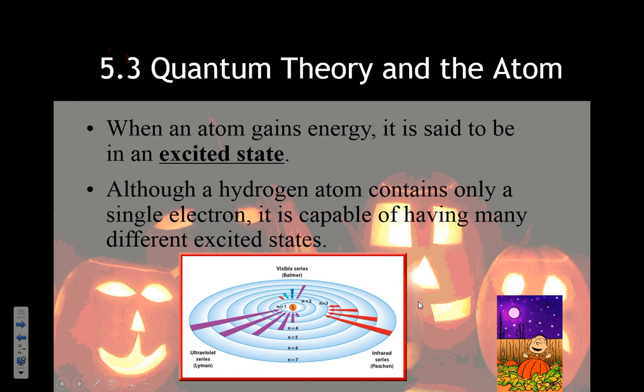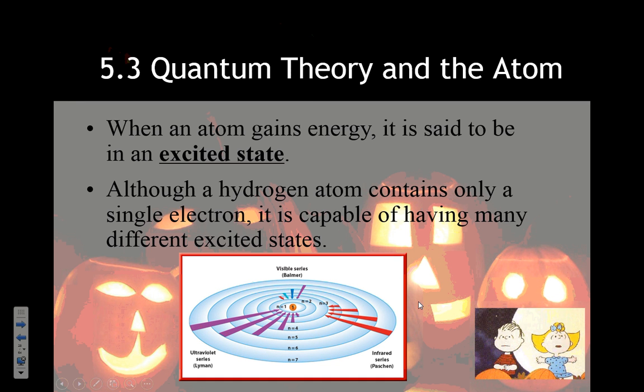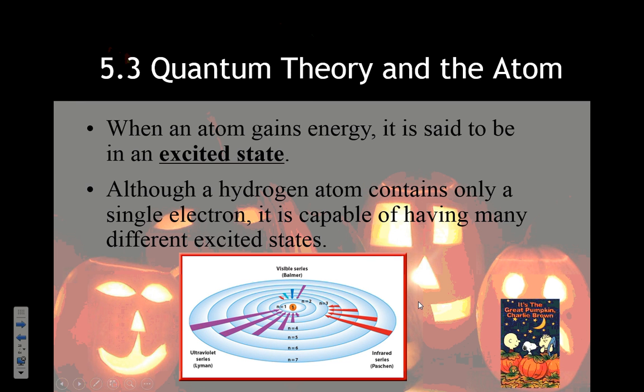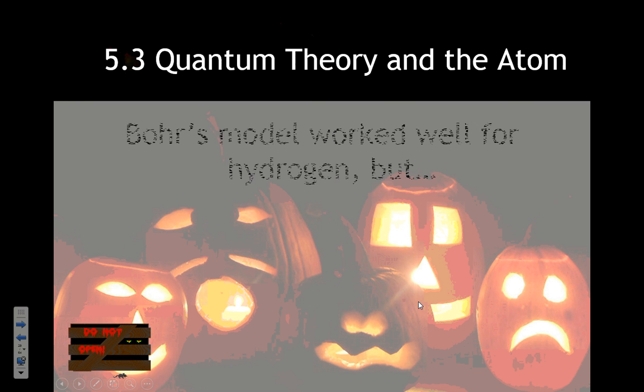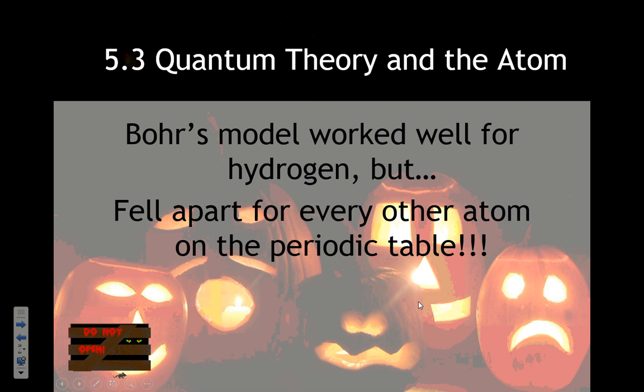Now, although a hydrogen atom contains only one single electron, because it has different energy levels, it could release different frequencies and energies of light, which is something that scientists couldn't explain. Why was one electron giving us multiple colors? His model correctly predicted that. And while it worked beautifully for hydrogen, it completely fell apart and got worse and worse for every atom on the periodic table beyond hydrogen.